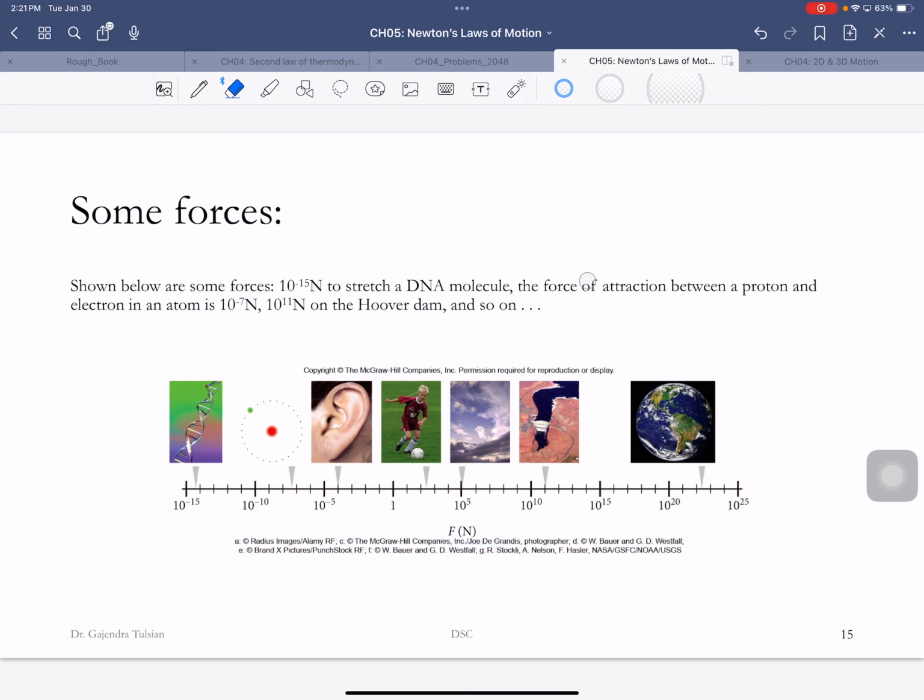All right. So we're talking about forces, and here are some forces. This is a DNA molecule, and to stretch a DNA molecule when you want to read it and make a protein, the force needed is 10 to the minus 15 newtons, and so on. I guess this is the weight of a guy, or maybe the force with which he kicks. Here, the force that the water is exerting on the dam.